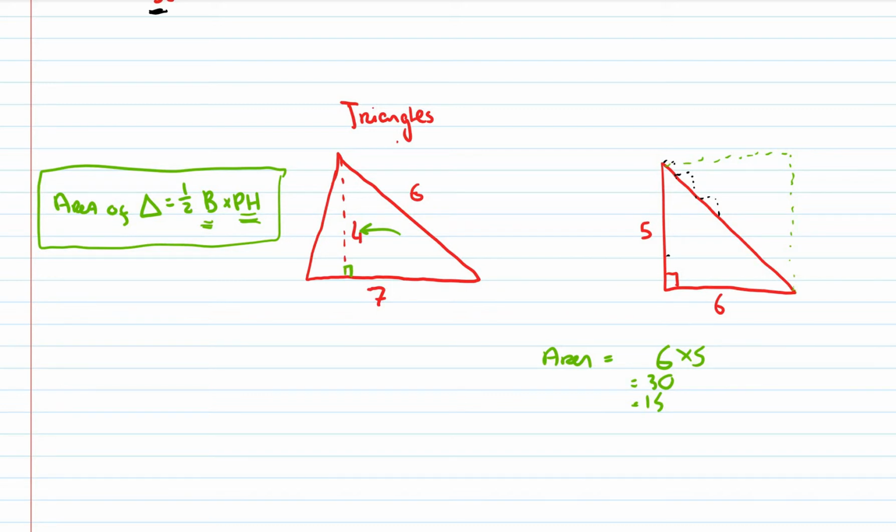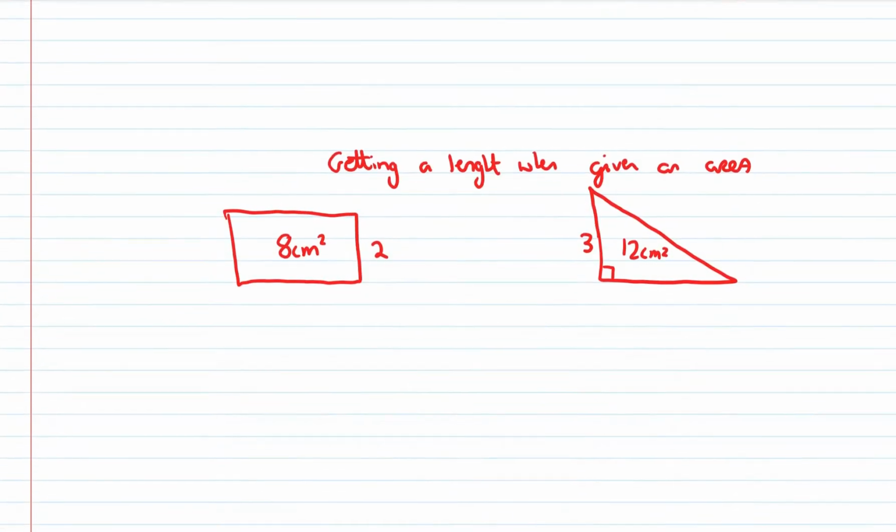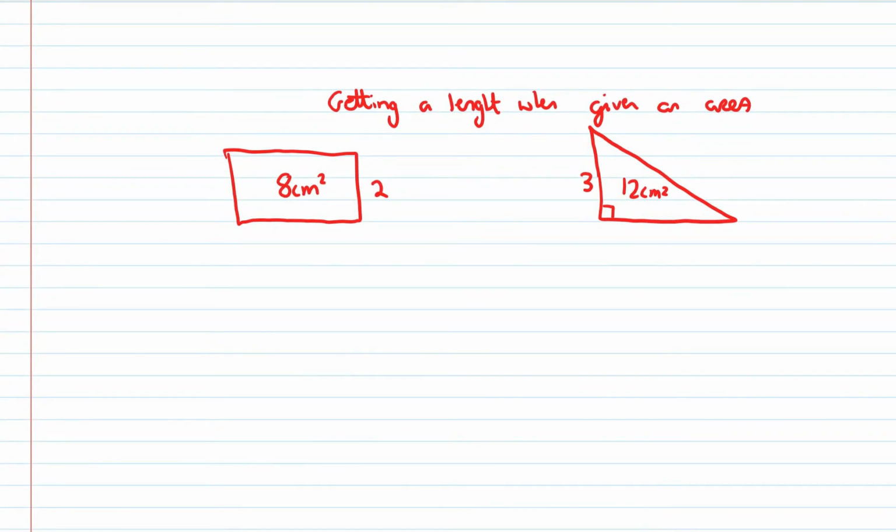So to get the area of the first triangle then, using this formula, area equals half the base, which is 7, multiplied by the perpendicular height, which is 4. 4 by 7 is 28, and half of that is 14 centimeters squared. The last thing then, getting the length when given the area.